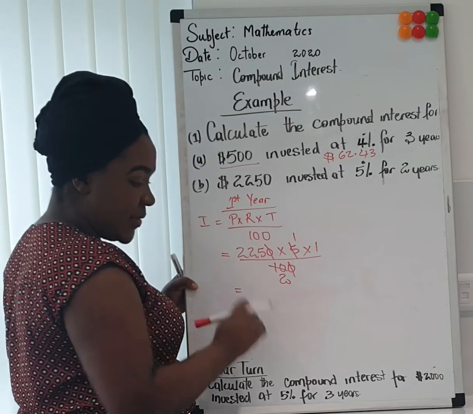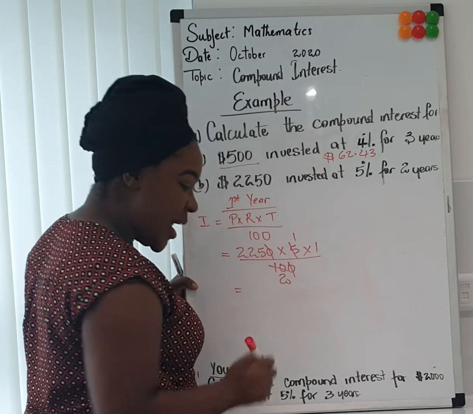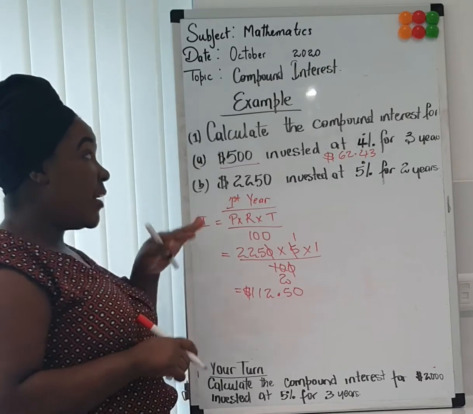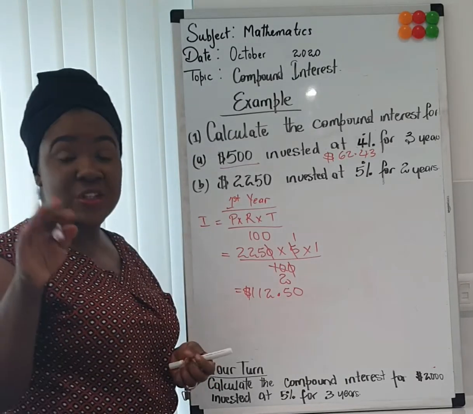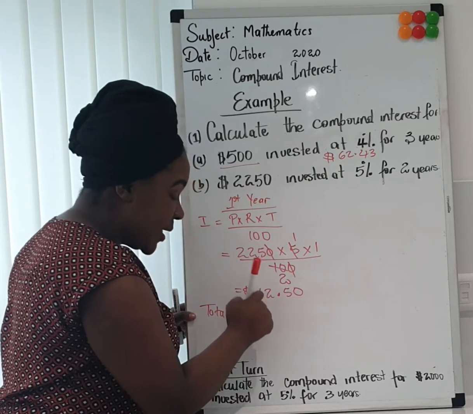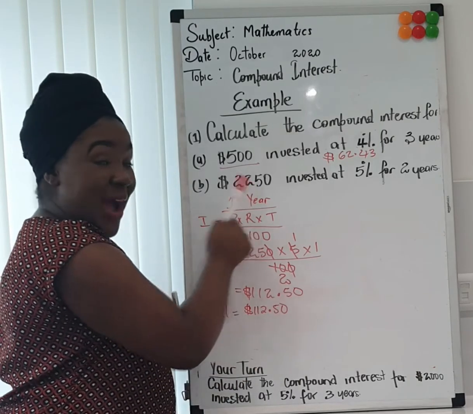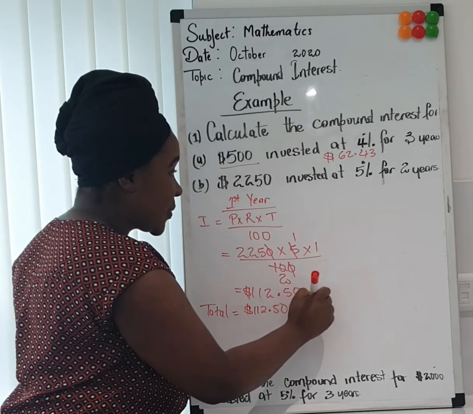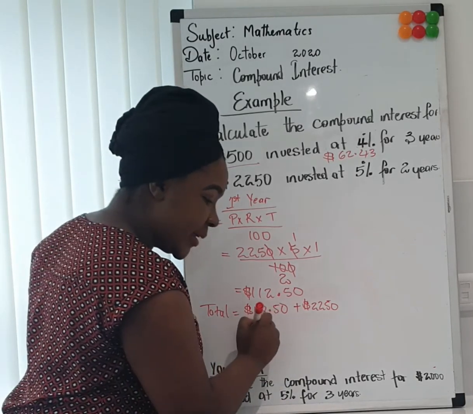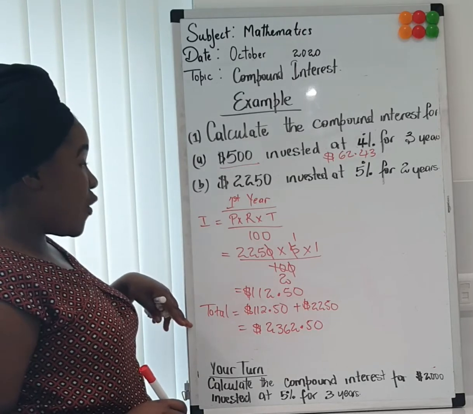This gives 225 divided by 2, which is $112.50. That's the interest we would have incurred at the end of the first year. But we need to find the total at the end of that year. The total is this interest, $112.50, plus the money we started with, $2,250, which gives $2,362.50. That's the total at the end of the first year.